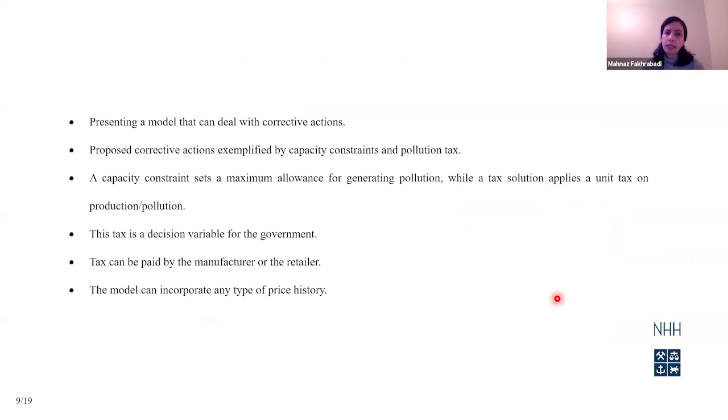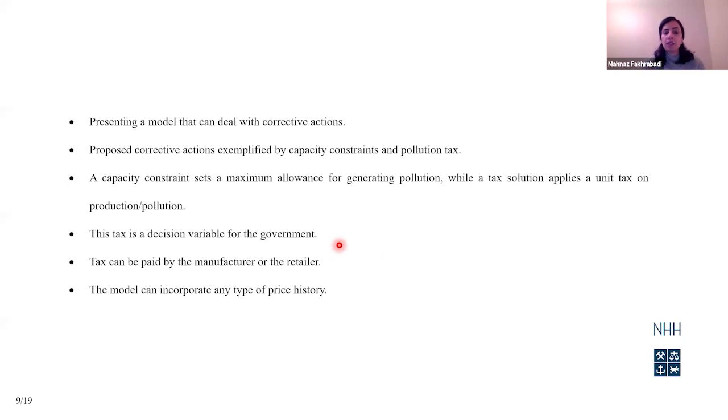Why do we want to use a single contract? Why did we think to find something like this? To present a model that can deal with corrective actions. As examples, we proposed corrective actions exemplified by capacity constraint and pollution tax. In a capacity constraint, we have a maximum allowance, and we cannot exceed or cross this line. We always have to be on this line or lower. A tax solution, on the other hand, is a unit tax that the players have to pay for each unit of production or pollution generated.